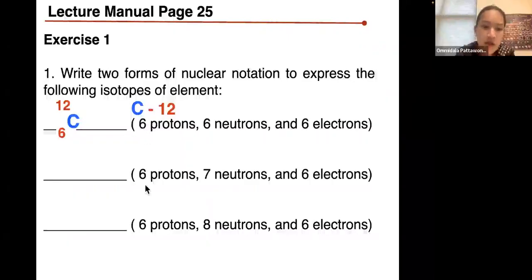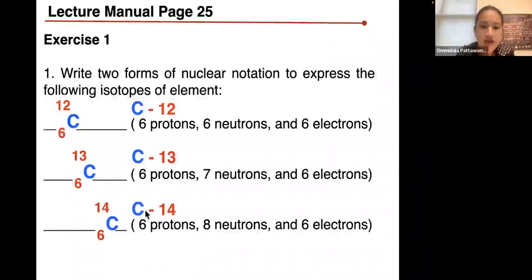This isotope would be neutral because the number of electrons is the same as the number of protons. The second one has 6 protons again, so it's still going to be carbon. But the mass number would be different now because we have a different number of neutrons. In this case, it would represent carbon-13. The next one would be carbon-14, because you add 6 and 8 together. These 3 isotopes are neutral because you have the same number of electrons.